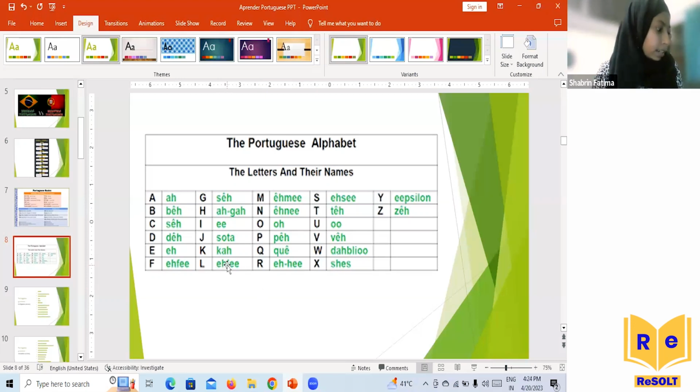K is Ka. Then L is Ellie. M is Emmy. N is Any. O is U. P is Pay. Q is Ka. R is A. S is Essie. T is Say. U is U. V is Way. W is W. X is Share. Y is Espilion. Z is Z. So these are the pronunciations.